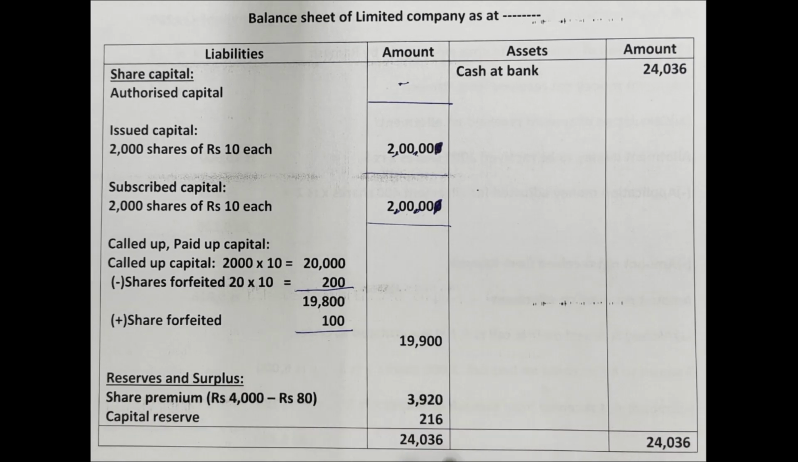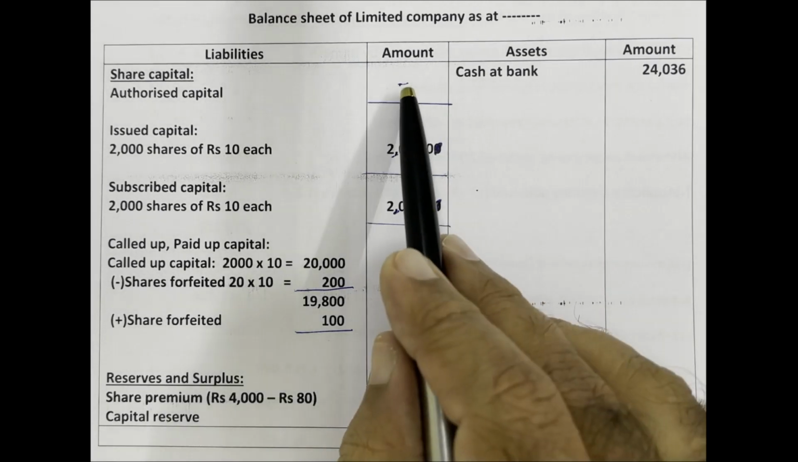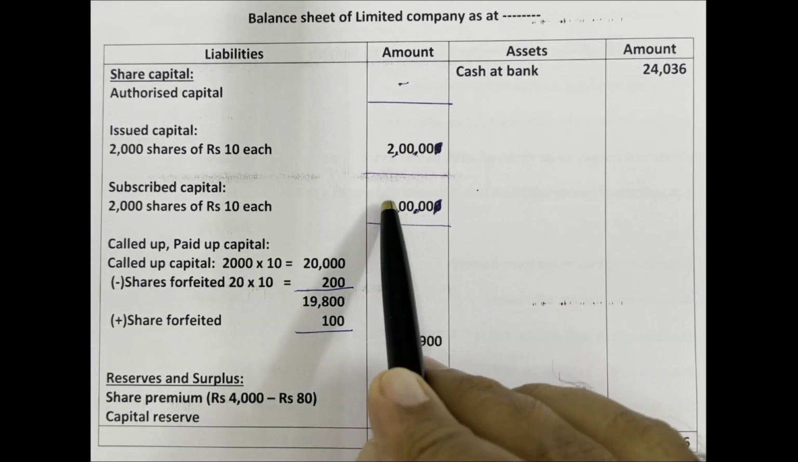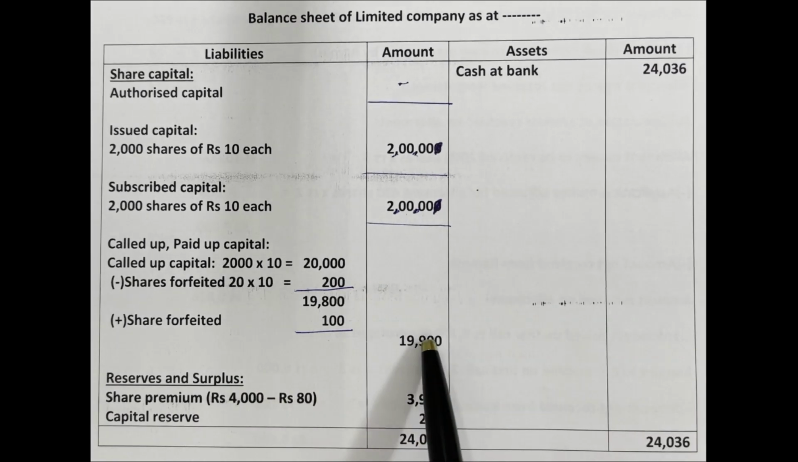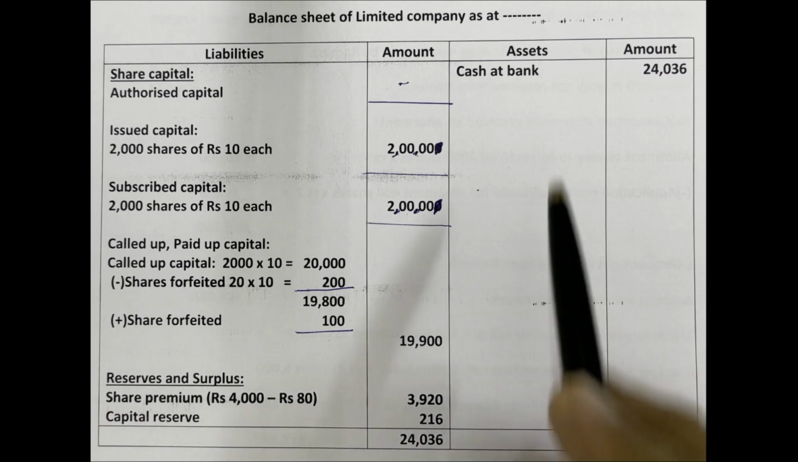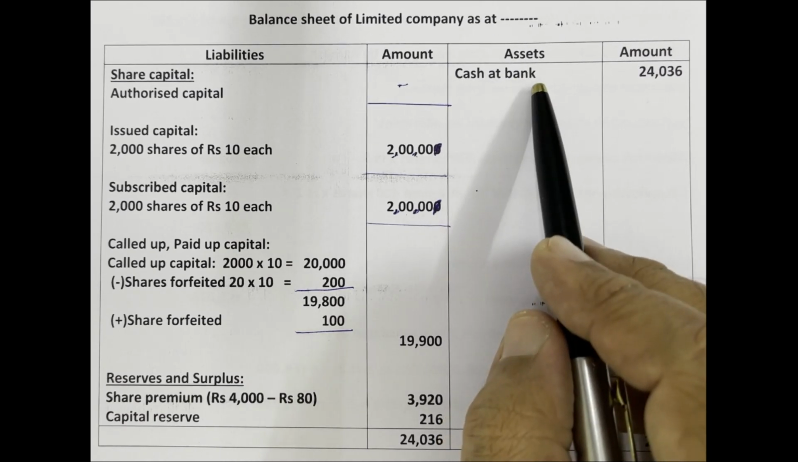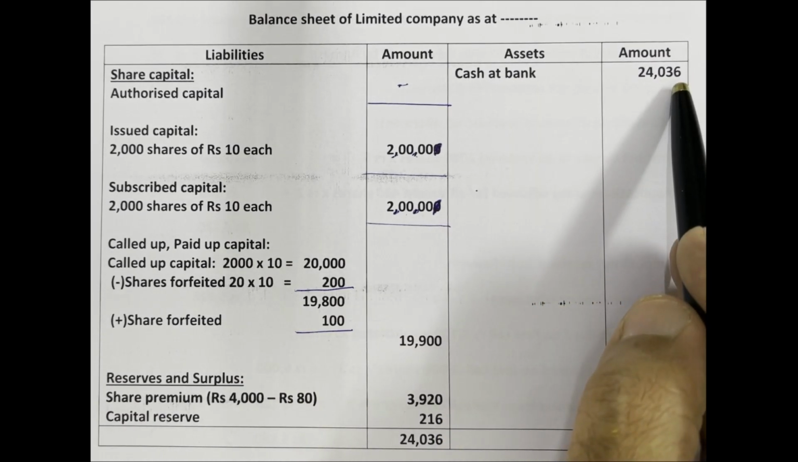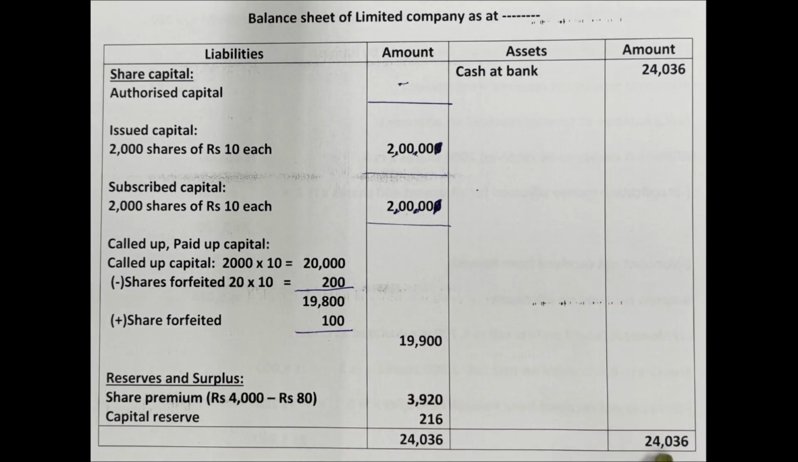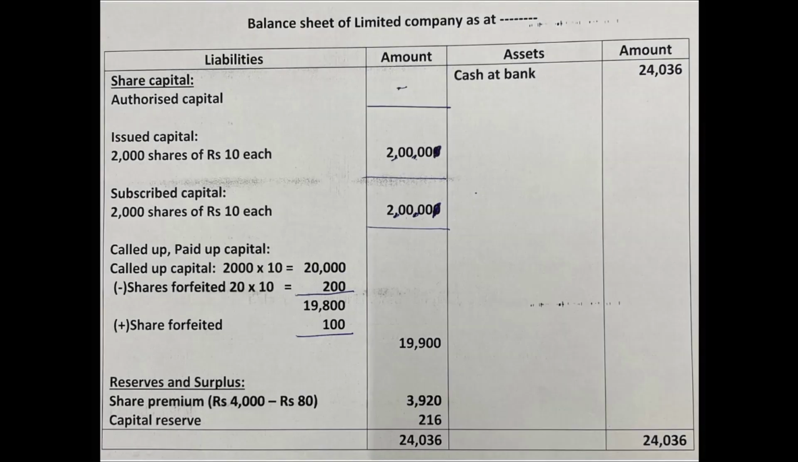Finally, while totaling the liability side, don't consider the issued capital amount or subscribed capital amount. We have to calculate from paid up capital. So these three amounts total 24,036 rupees. We prepared the bank account, nothing but the cash book. The debit balance in the cash book is 24,036 rupees. That amount we show on the asset side. Finally, the two side totals are the same, 24,036 rupees. Take a screenshot of the balance sheet.